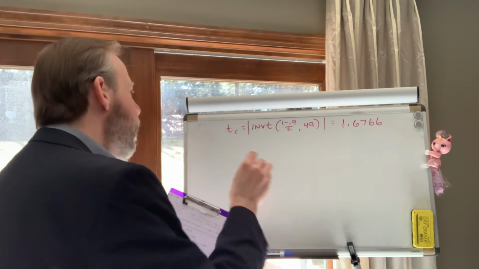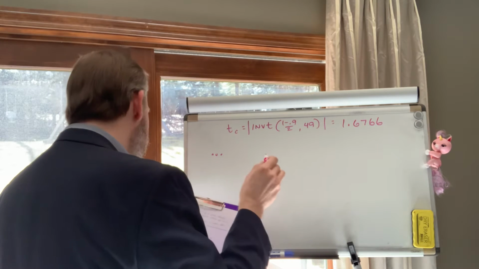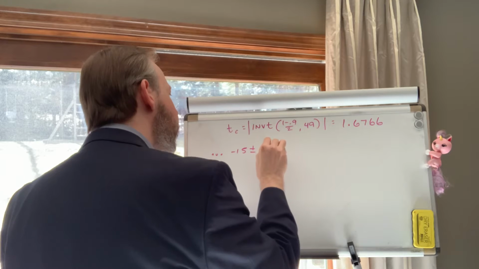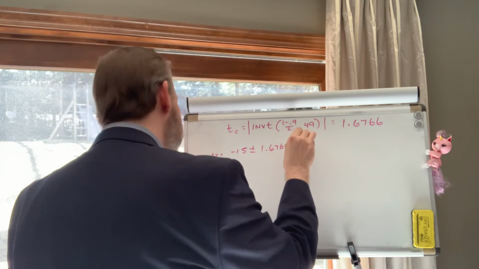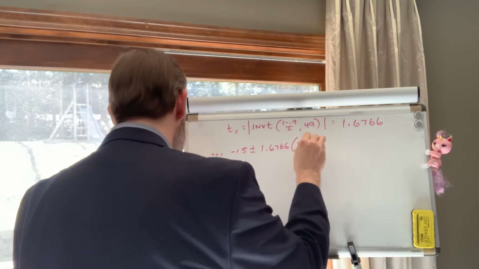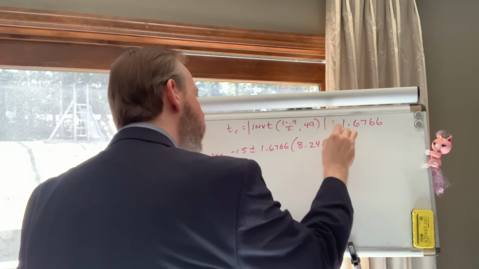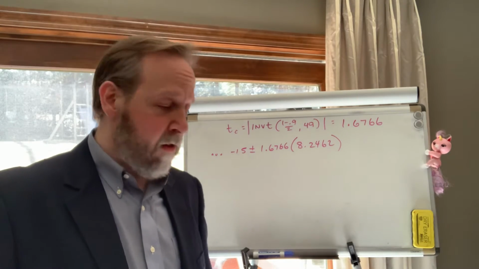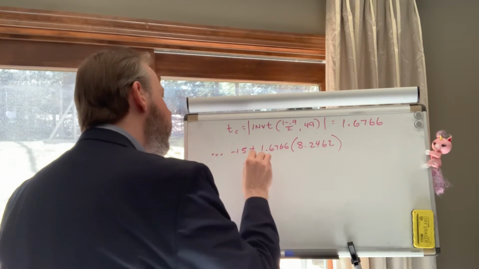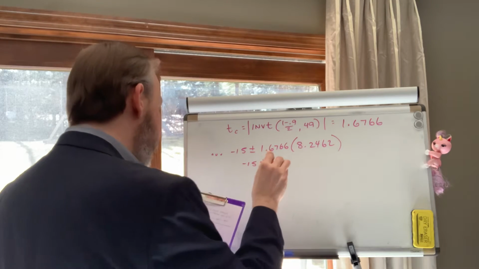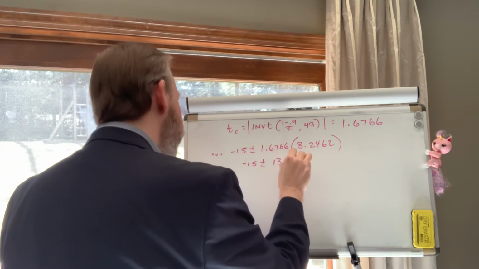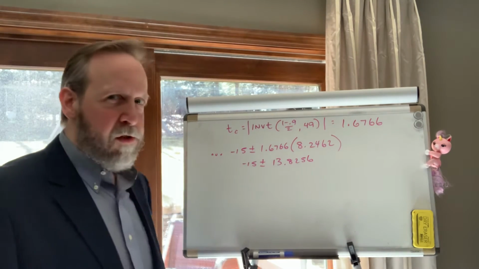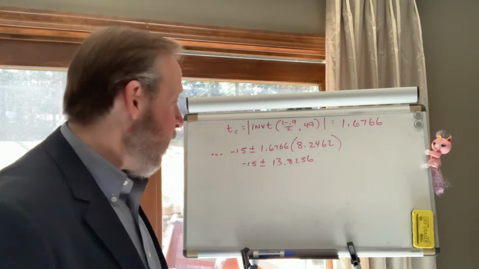Okay, now, continuing where we left off, I'm just going to pick up with that same math. We were at negative 15 plus or minus the new critical t of 1.6766 times the standard error, which we already figured out was 8.2462. That stuff wouldn't have changed. I didn't change anything other than the level of confidence. So that gives us negative 15 plus or minus a margin of error of 13.8256.